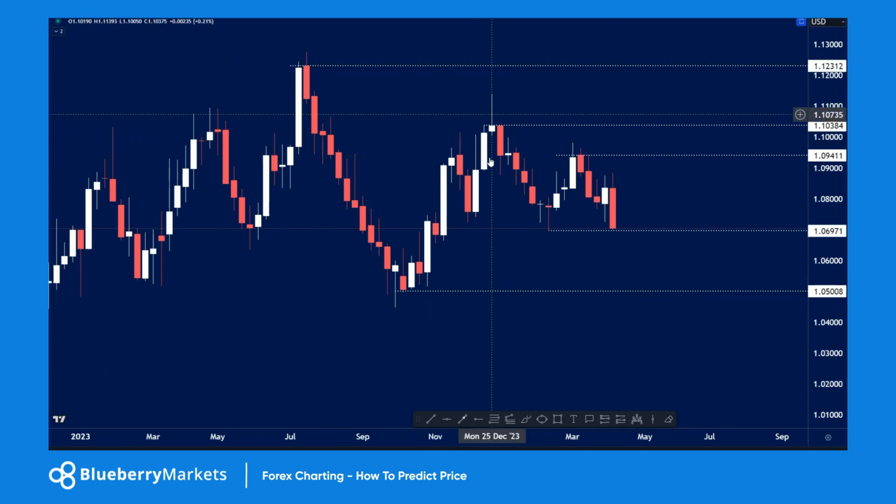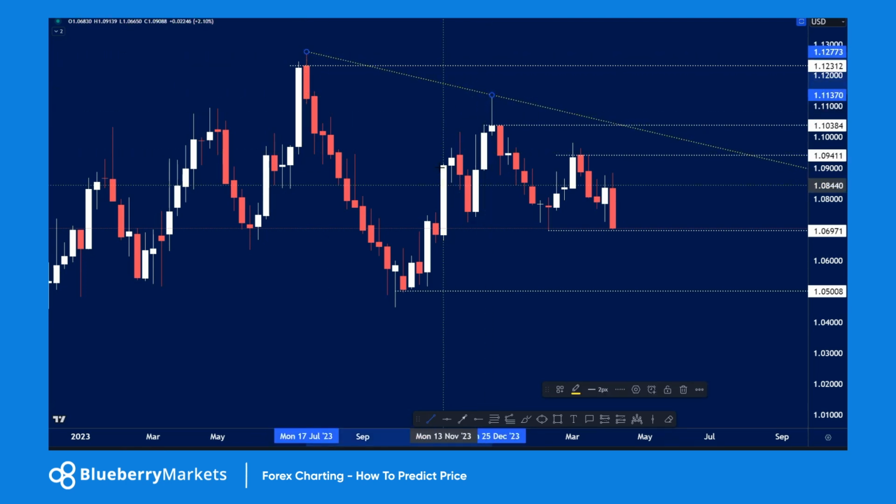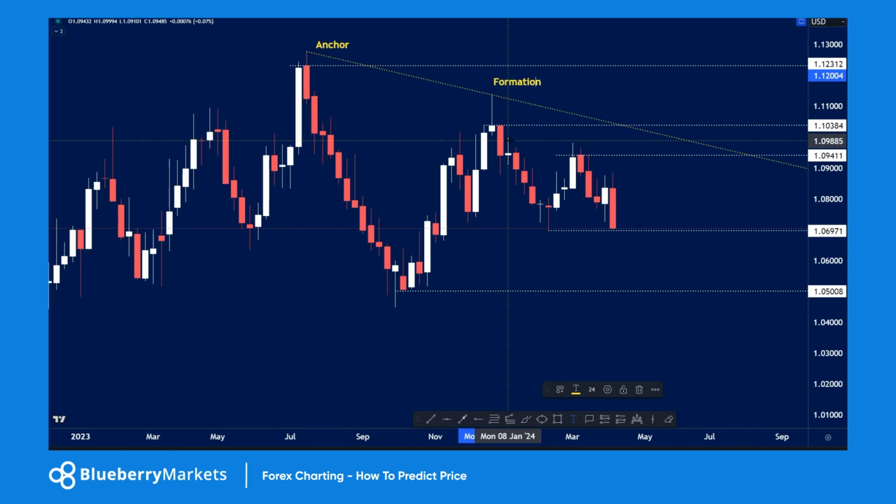Then I want to look at the most obvious areas. Don't make it difficult. Most obvious areas. So that high to that high there, super obvious. That's my anchor, that's my formation point. So this is how we're going to treat these: your first point is your anchor, your second point is your formation.